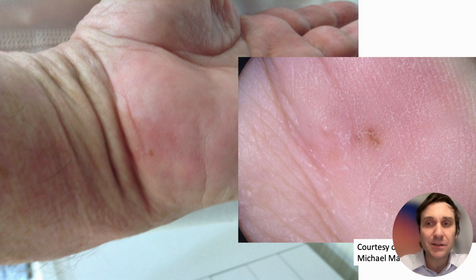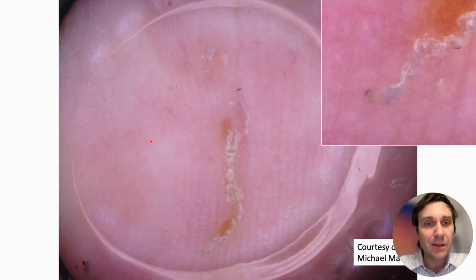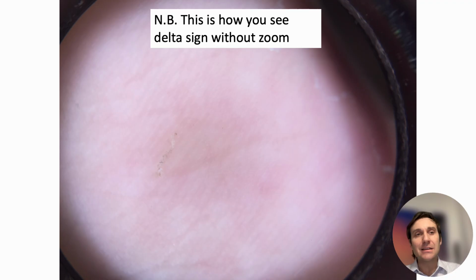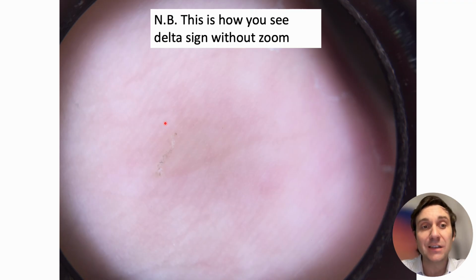Another area of the same patient, the wrist, classic area. You have here the contrail, delta sign, zooming in for you, delta sign. So I'm going to just highlight for you again this is how you see the delta sign without zoom, without magnification, with your eye. That's why the expert dermoscopists are better than the non-expert, right? Because it's very subtle. Could be very subtle.